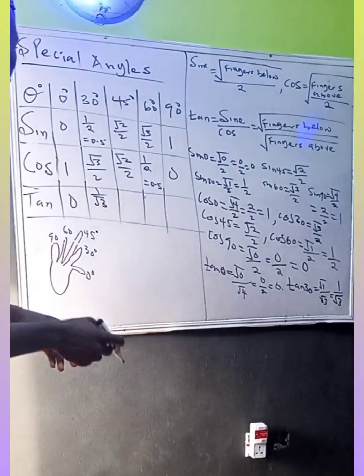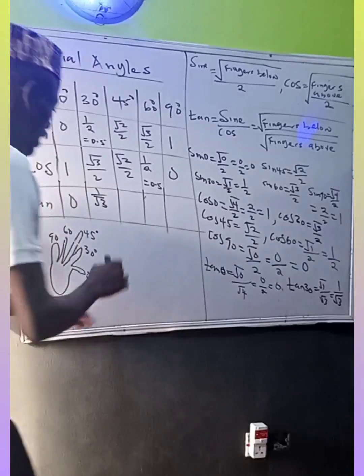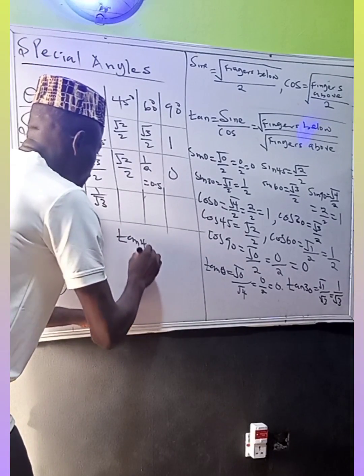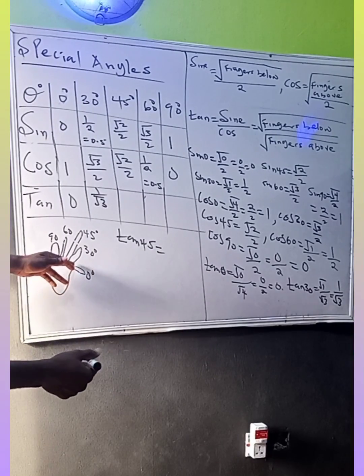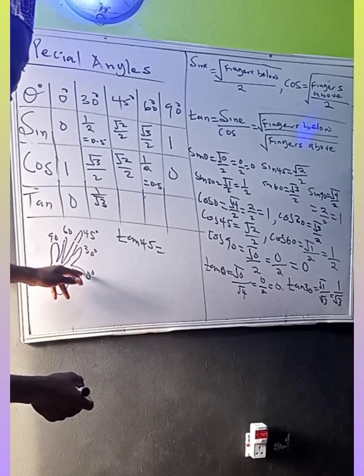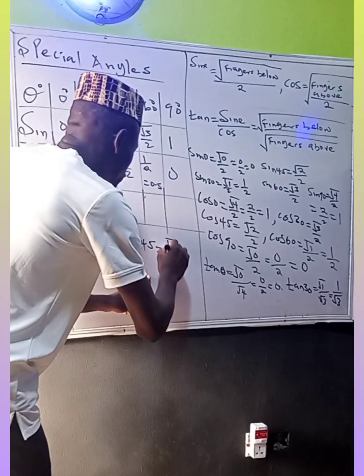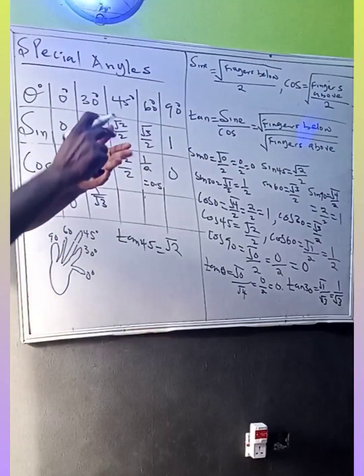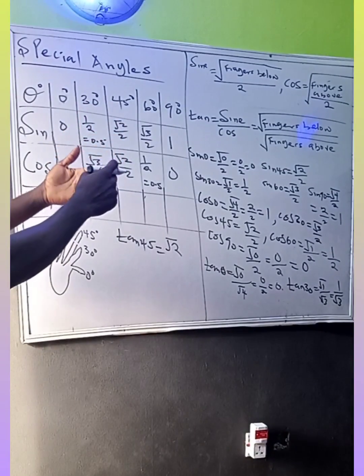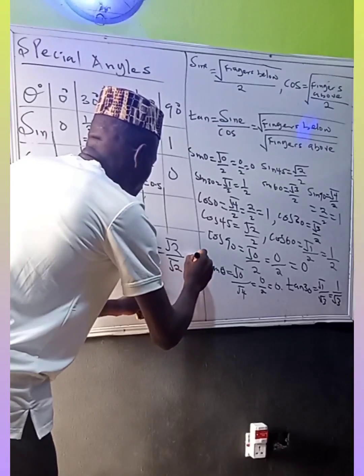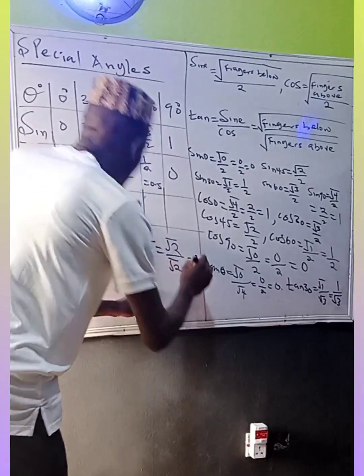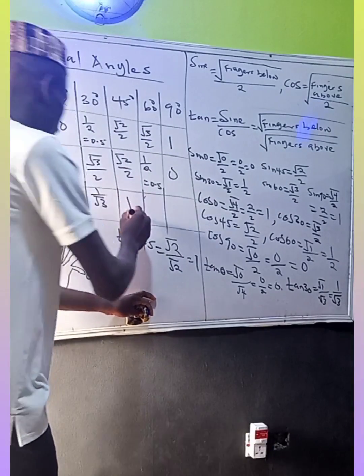Then tan 45. Tan 45 becomes square root of fingers below 45. How many fingers do we have below 45? We have 2. So it becomes square root of 2. Check now, this 45. Finger below it is 2, then finger above it is 2. So we are going to have square root of 2 again. Square root of 2 divided by square root of 2 is 1. So tan 45 is 1.